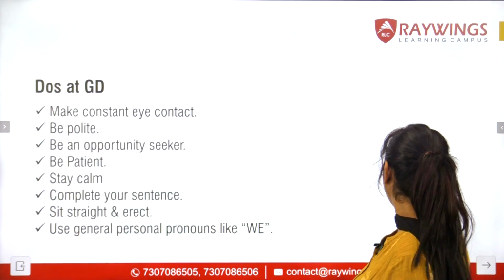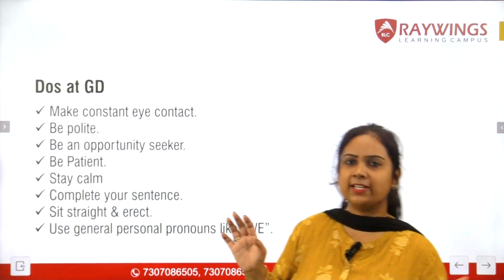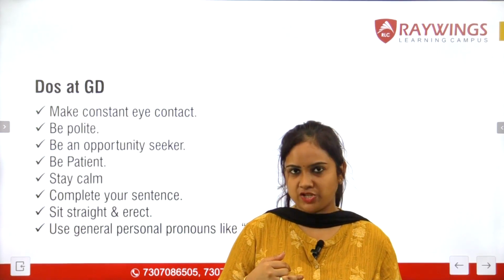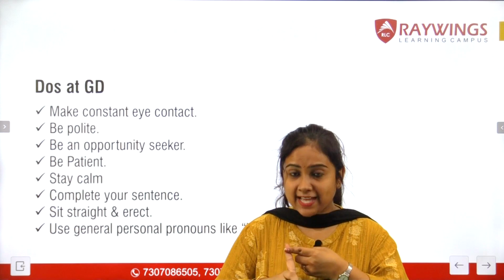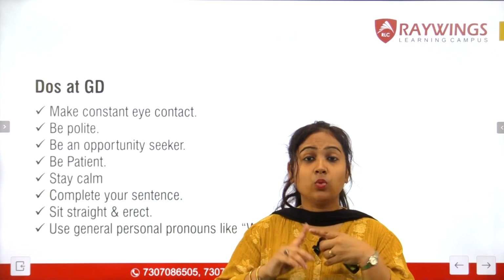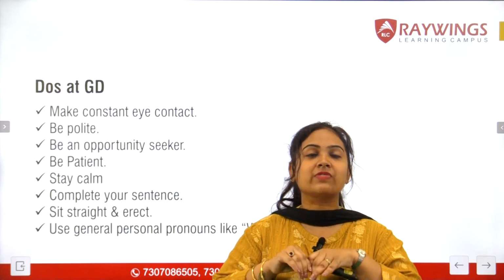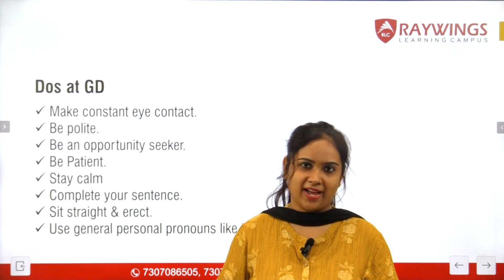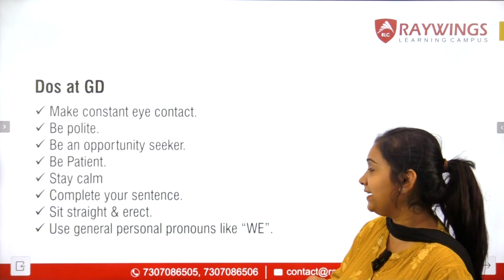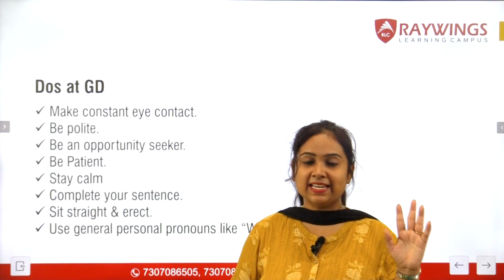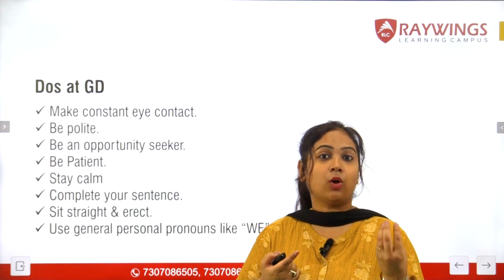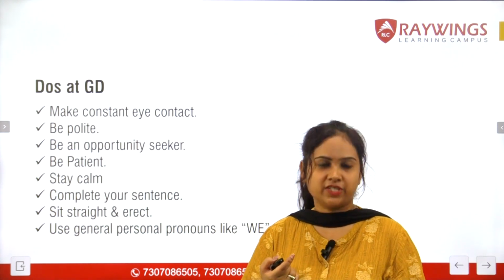All right. So after discussing all these things, now let's quickly recap. Now let's come to the do's and don'ts of a GD. Do's are the things that we are supposed to do while we are part of a GD, and don'ts are those things which are strictly prohibited, and you should never do them. Okay, so let's quickly go through that. Number one, make constant eye contact. I always say that eye contact is a part of your body language, and it speaks a lot about you. It tells how confident you are.